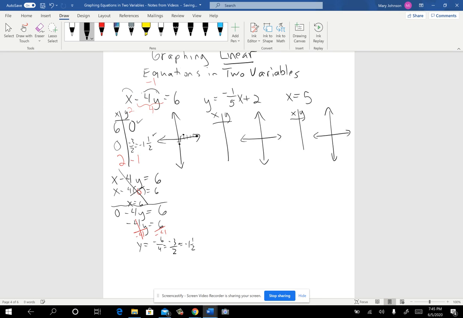That should be okay. But then, oh, you know what? I plotted (2, 1), and I should have plotted (2, -1). That was incorrect. Now I see the points are lining up, and then I can sketch the graph of my line.